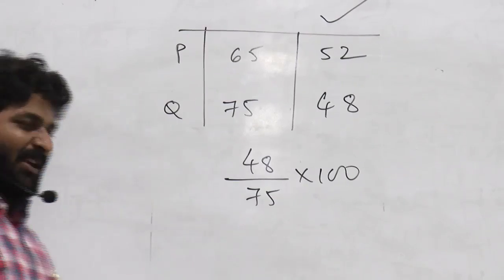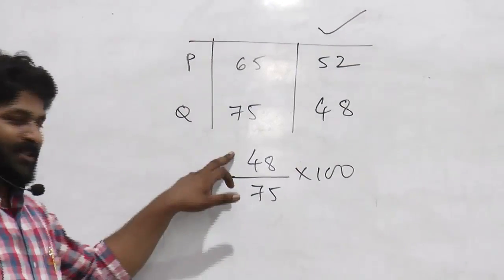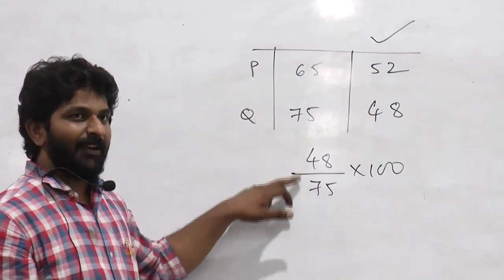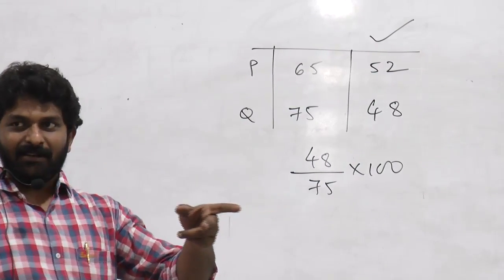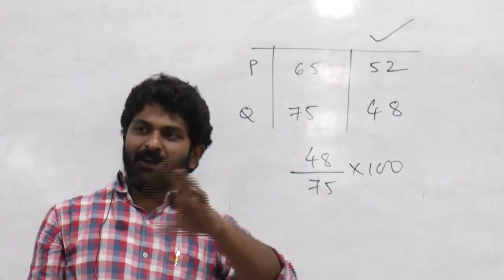Or else, which is very easy: for 75 it is 48. For 25 that will be divided by 3, 16. For 25, 16. For 50, 32. For 100, 64.